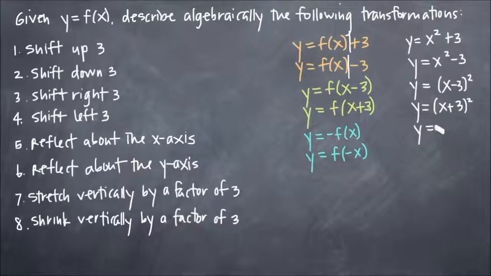Again, if we have the function y equals x squared, we would get y equals negative x squared to flip it over the x-axis. We would get y equals the quantity negative x squared to flip it over the y-axis.